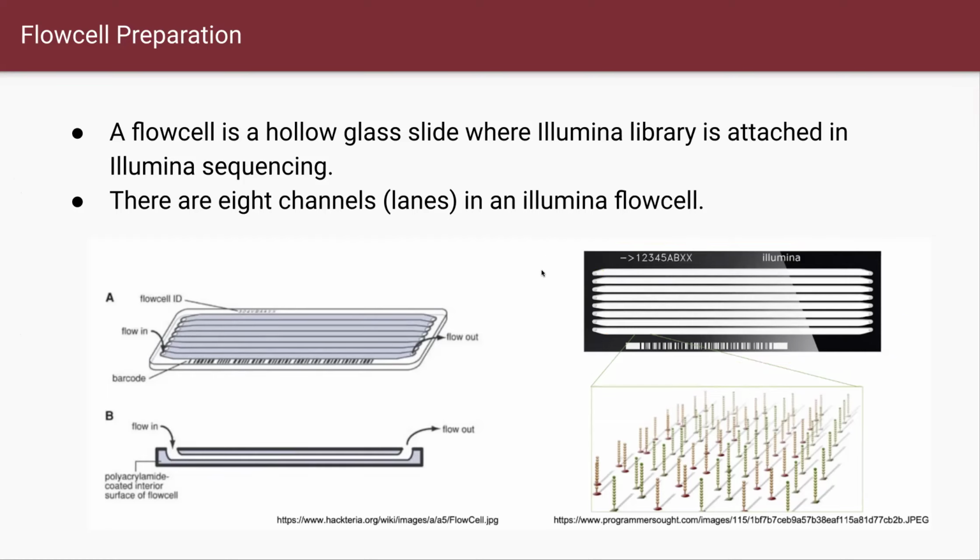Okay, so once you get the flow cell, it looks like this. So this is the flow cell priming station. If you look at it horizontally, it looks like this. So this is a flow cell and the binding stations on here.